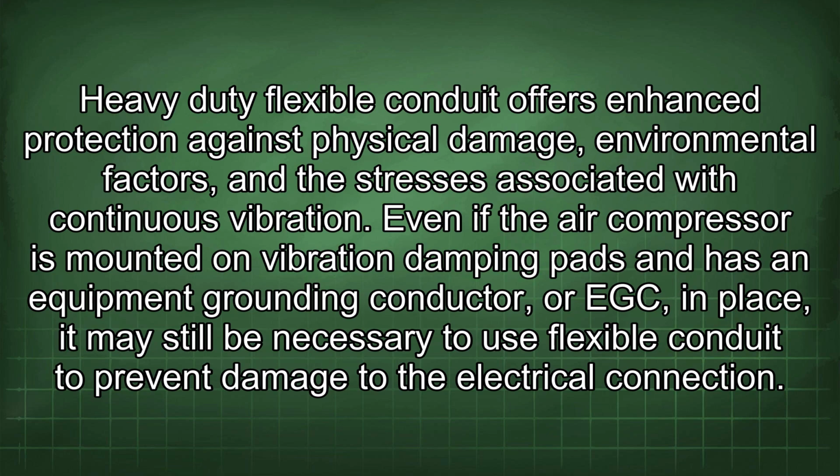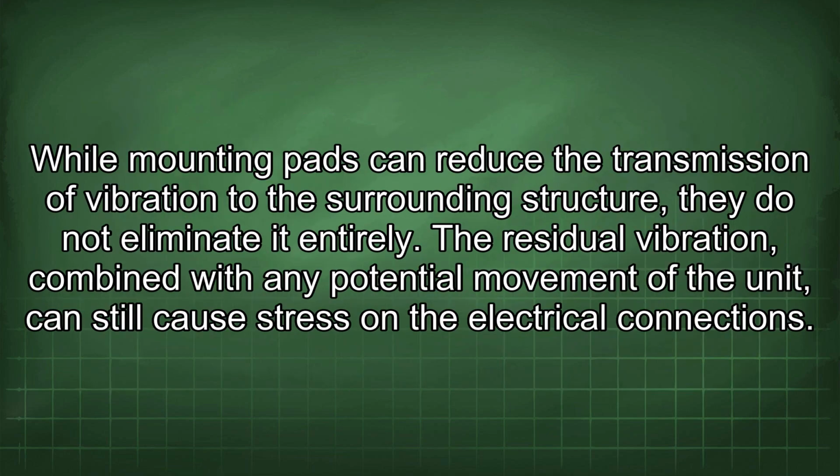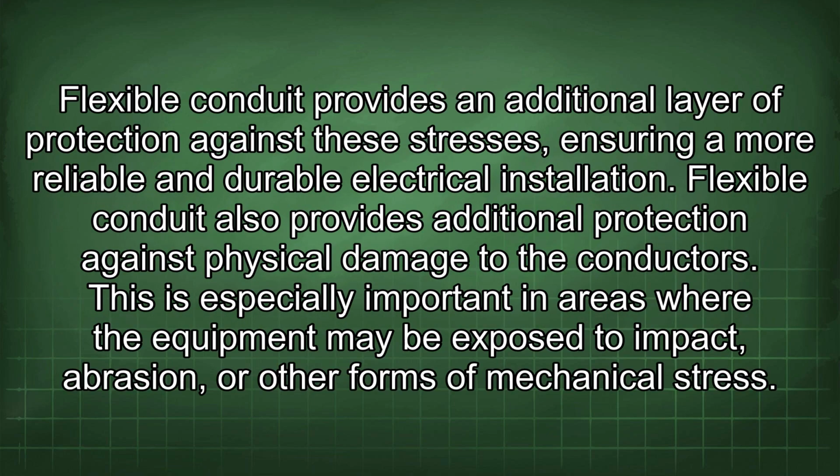Even if the air compressor is mounted on vibration damping pads and has an equipment grounding conductor, or EGC, in place, it may still be necessary to use flexible conduit to prevent damage to the electrical connection. While mounting pads can reduce the transmission of vibration to the surrounding structure, they do not eliminate it entirely. The residual vibration, combined with any potential movement of the unit, can still cause stress on the electrical connections. Flexible conduit provides an additional layer of protection against these stresses, ensuring a more reliable and durable electrical installation.